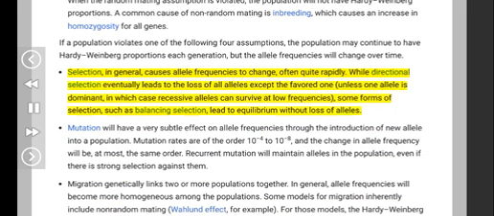Directional selection eventually leads to the loss of all alleles except the favored one, unless one allele is dominant, in which case recessive alleles can survive at low frequencies. Some forms of selection, such as balancing selection, lead to equilibrium without loss of alleles.